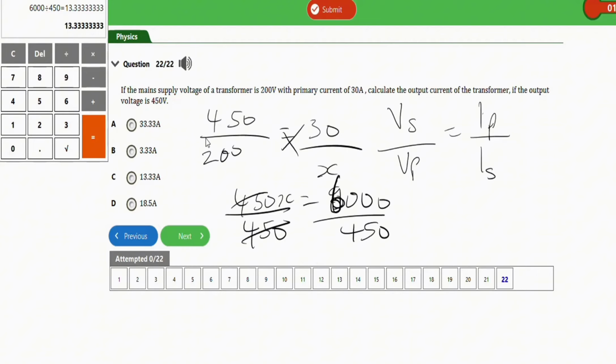So guys, this is how you can basically do problems involving Lenz's law and transformers in electromagnetic induction. For JAMB Physics, we practiced with 20 repeated questions for this topic.